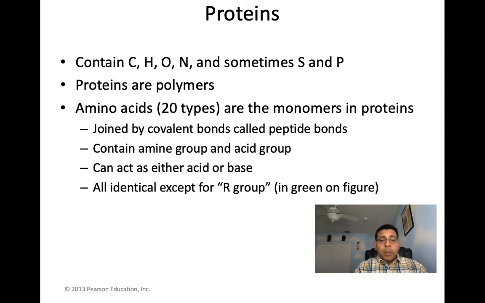Now, I want you to know that proteins also play a role in cell function. Proteins are going to include enzymes. They include enzymes which function as biological catalysts, which help to speed up chemical reactions that usually would take longer to occur. That's what enzymes do.